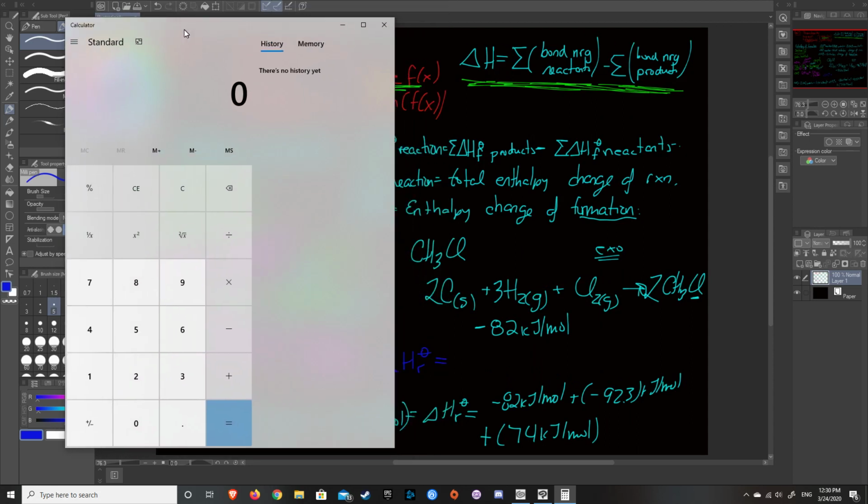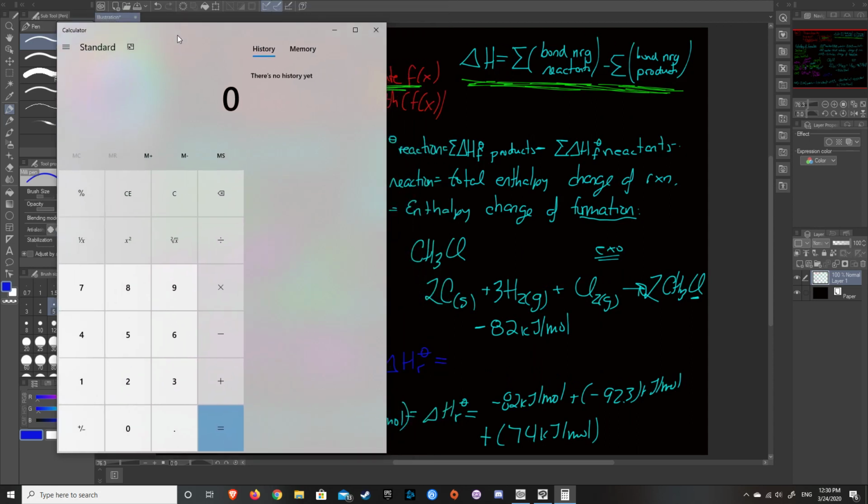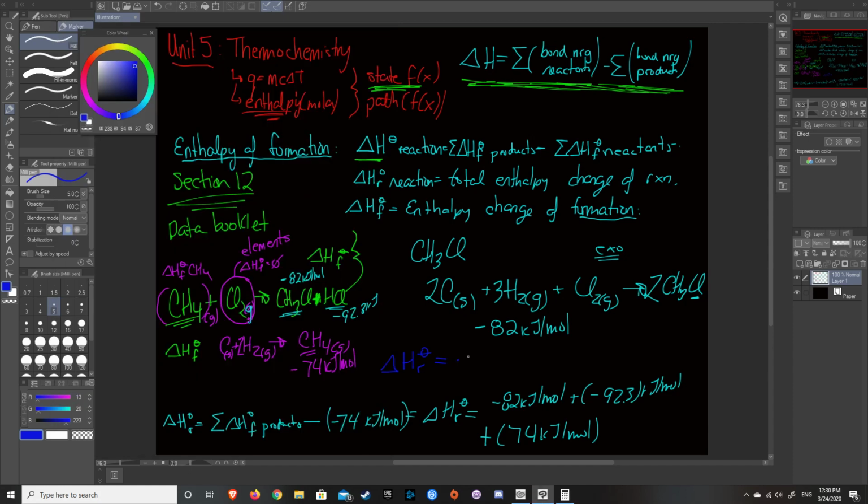So we do 82 plus 92.3 is equal to negative 174.3, negative 174.3 plus 74. So this is easy math, quick math. 2 plus 2 is 4. So minus 100.3 kilojoules per mole for this reaction.